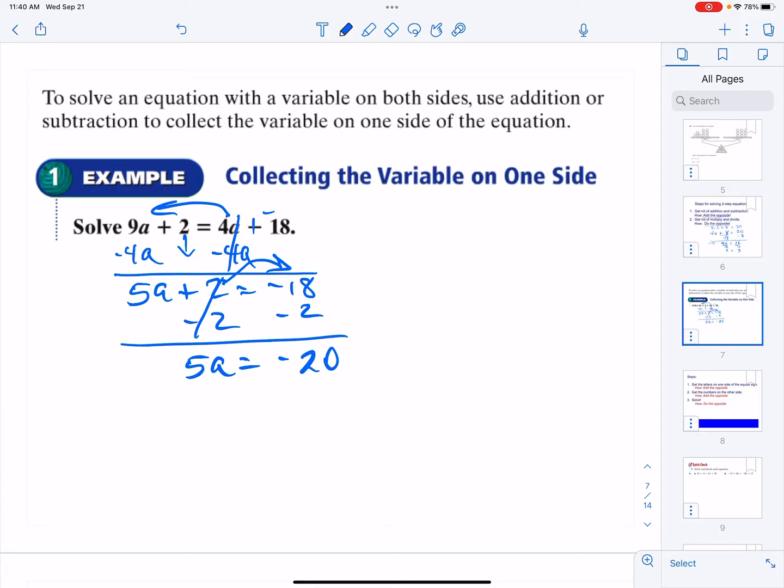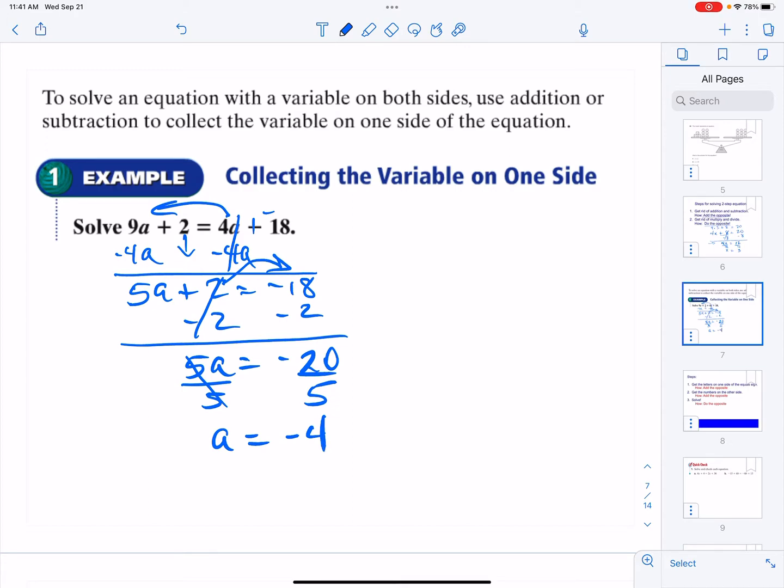I don't want to know about 5a. I want to know about just 1a. So we need to divide the 5a's into 1a. So I divide both sides by 5. So these 5's divide out into 1, so I'm left with a equals, and then negative 20 divided by 5 gives me negative 4 for my answer.